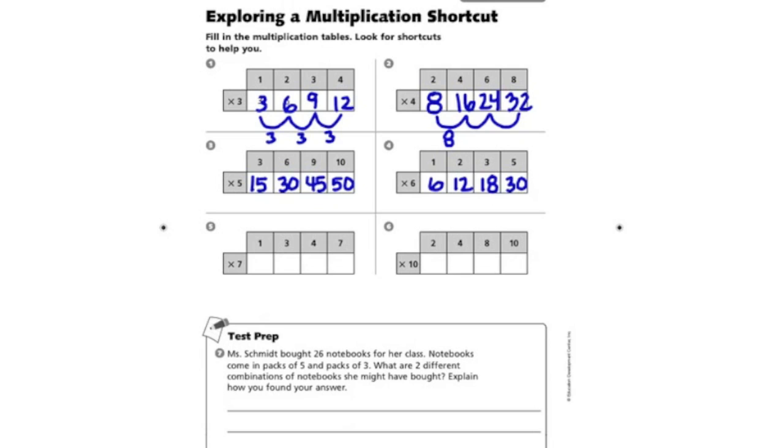Moving on to question number 5, let's do 1 times 7, which is 7. 3 times 7, which is 21. We have 4 times 7, which is 28. And then you also have 7 times 7, which is 49.